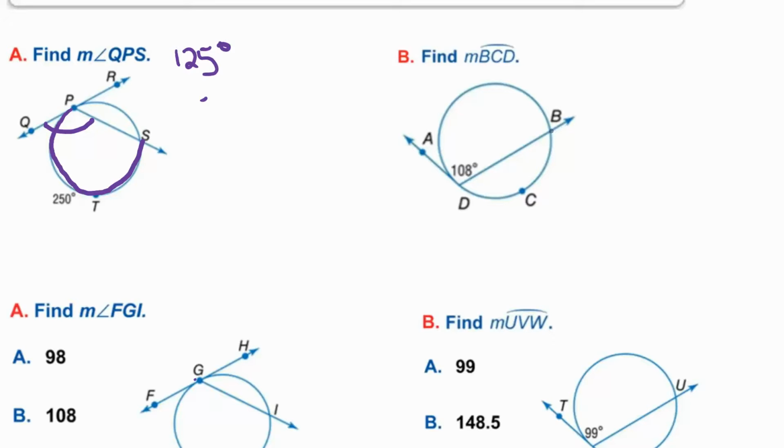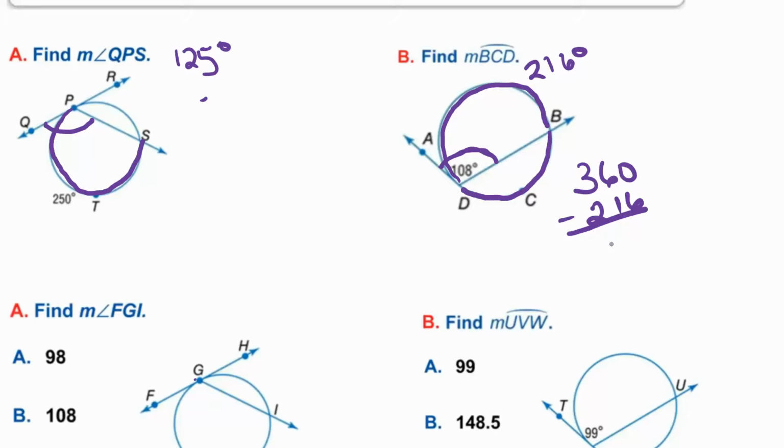We want to find arc BCD. Looking at arc BCD, I do have this angle here, which means that I know that this arc right here would be double that, which is 216 degrees. We have two arcs that form the whole circle. So 360 minus 216 will give me 144 degrees for the measure of arc BCD.